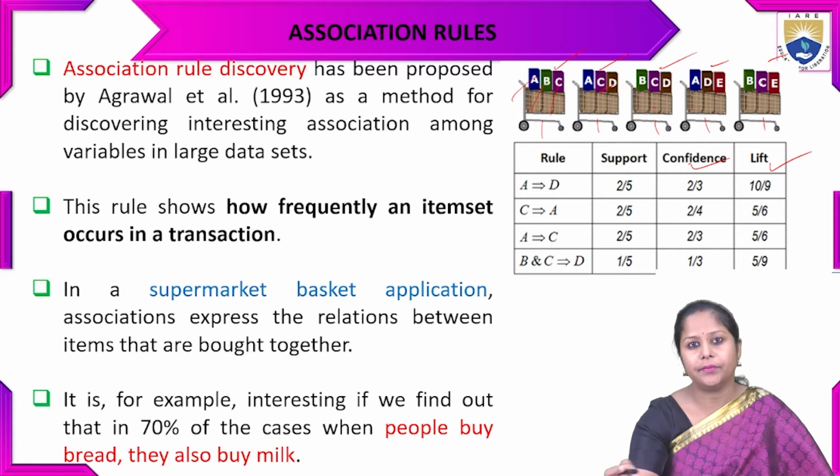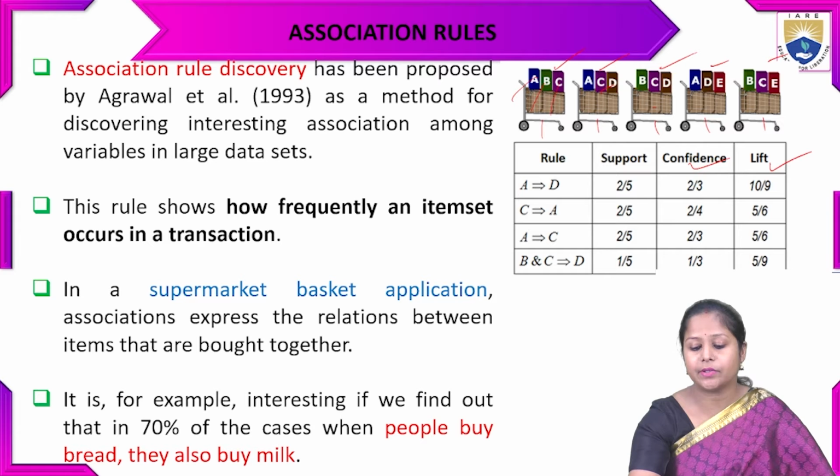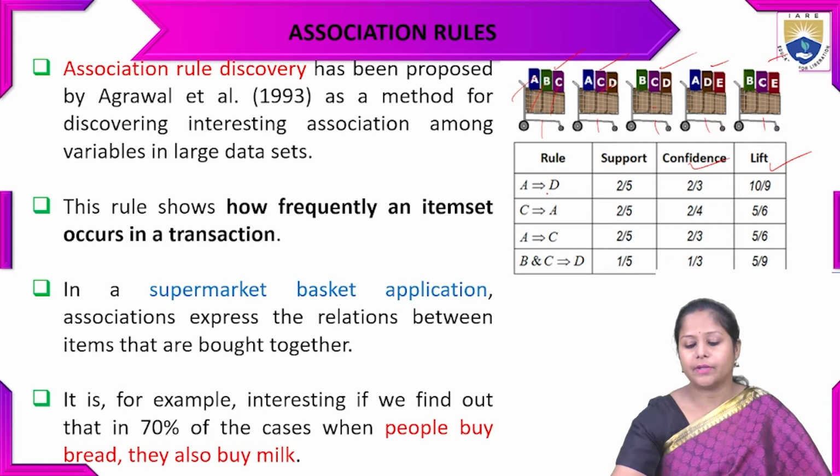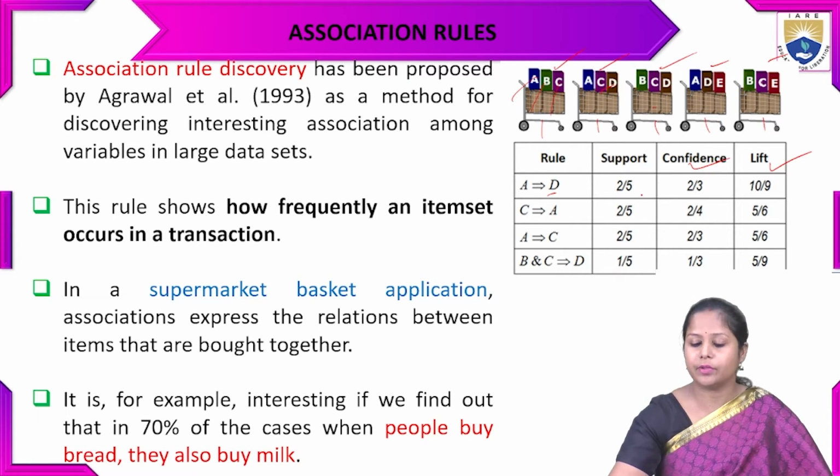So here, if we see A of the item set that depends on B, that depends on D, sorry, that depends on D, what will be the support for that? The support will be 2 by 5. So how are we going to calculate that? That is nothing but A union C, A union D.